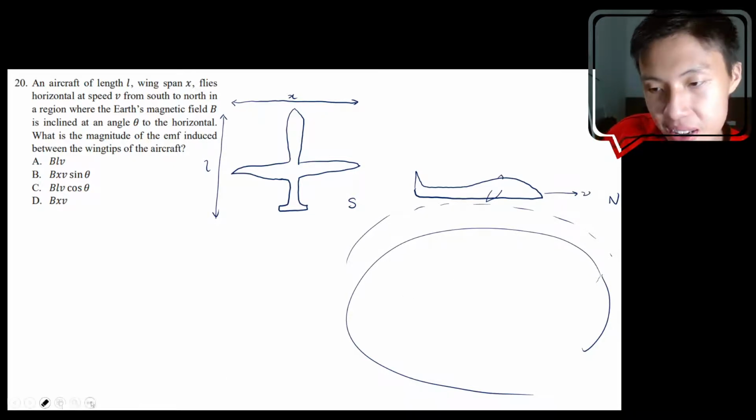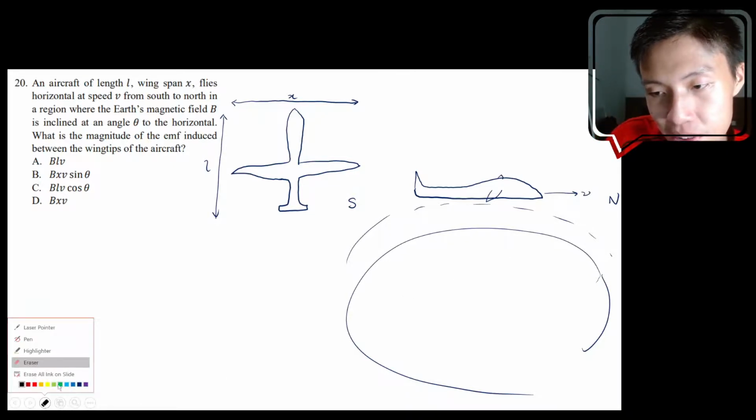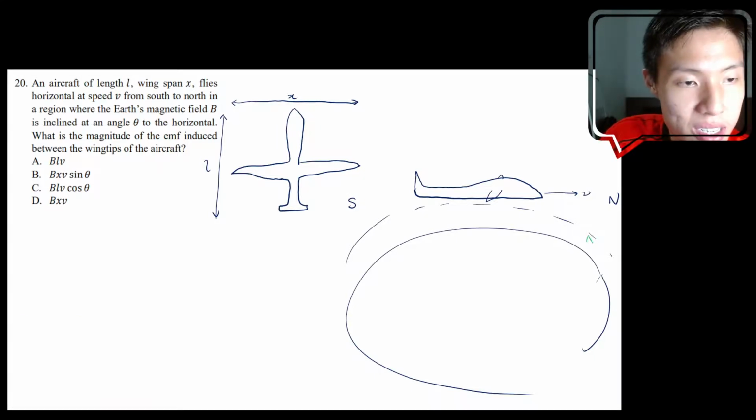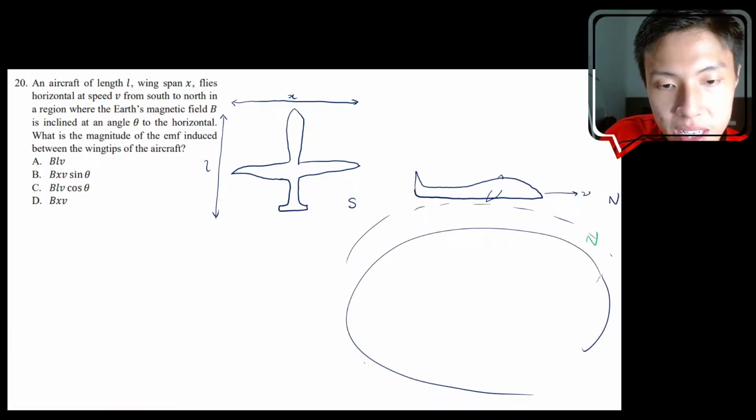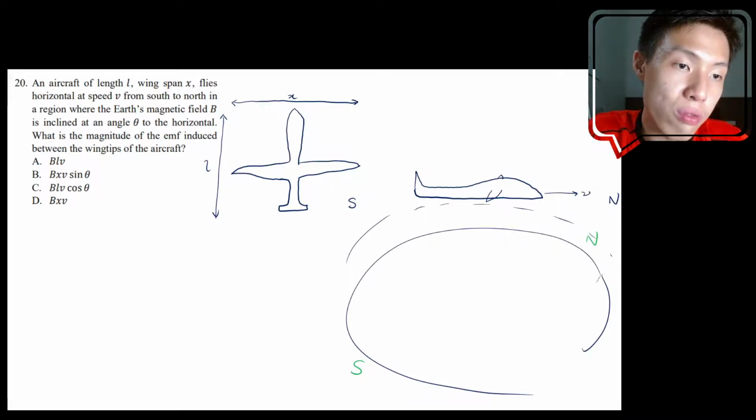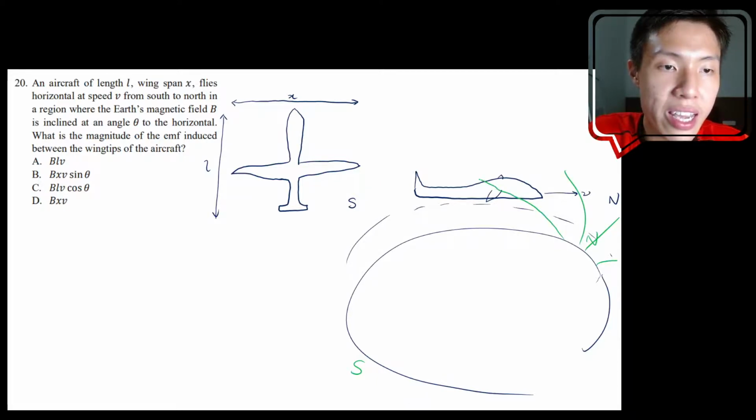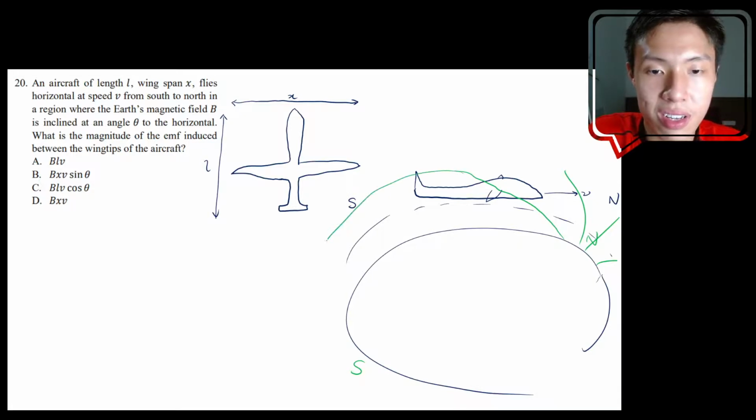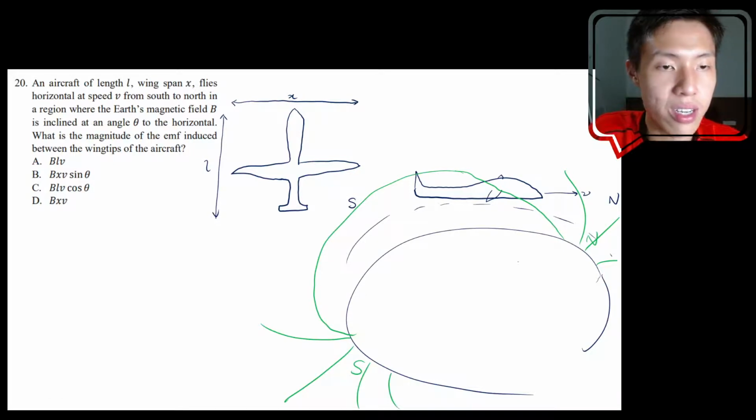Let's say I'm turning the whole Earth. Let's say the north is near here, south is near here. So if you draw your magnetic field lines, they'll be pointing out, out, out, at an angle like this. Pointing in, pointing in, pointing out.